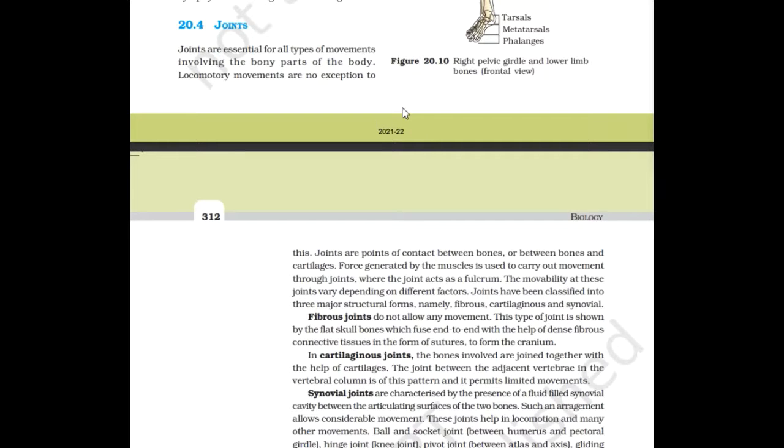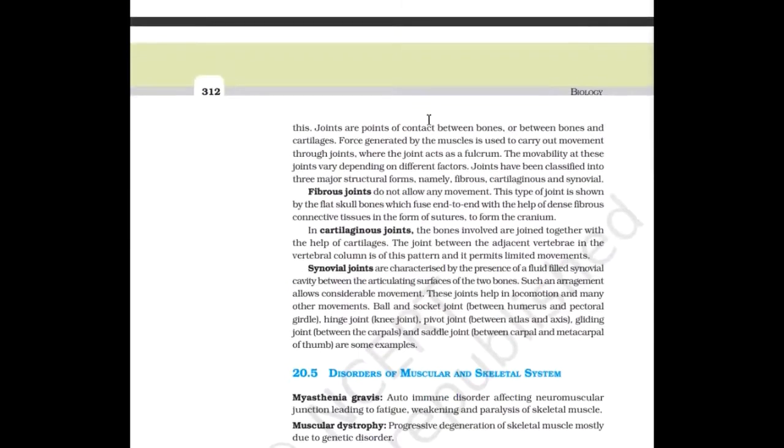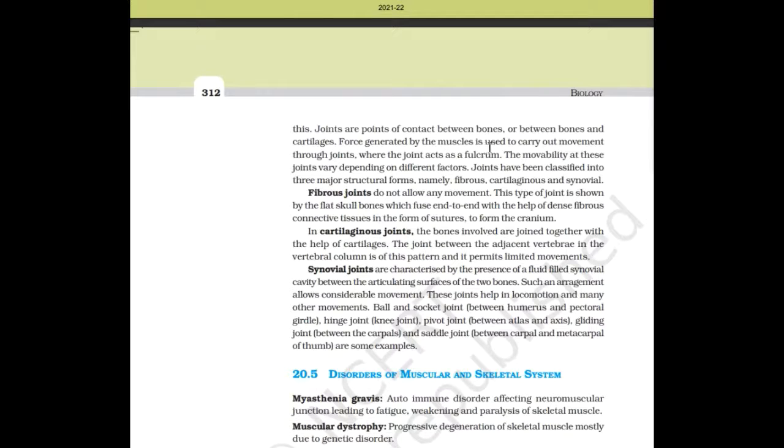Let us see the joints. Joints are essential for all types of movement involving the bony parts of the body. Locomotive movements are no exception to this. Joints are the points of contact between bones or between bones and cartilage. Force generated by the muscle is used to carry out movement through joints, where the joint acts as a fulcrum.